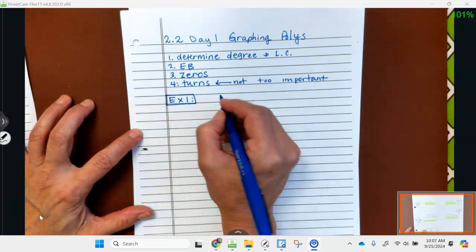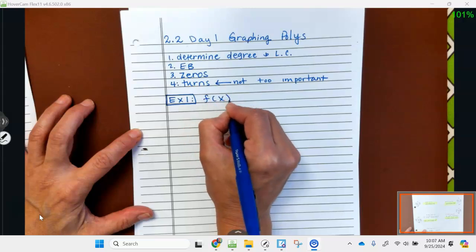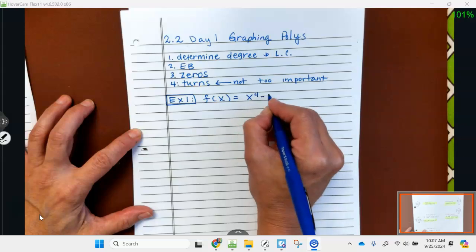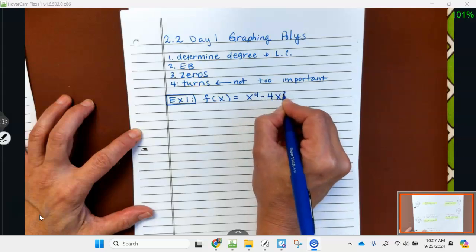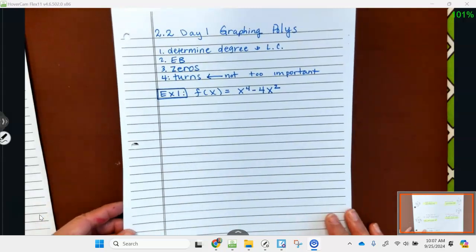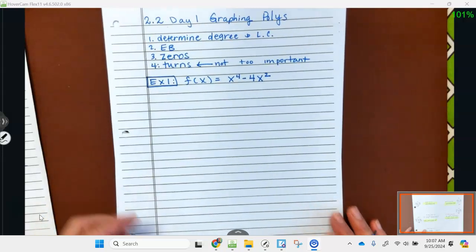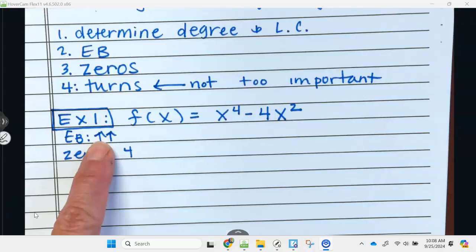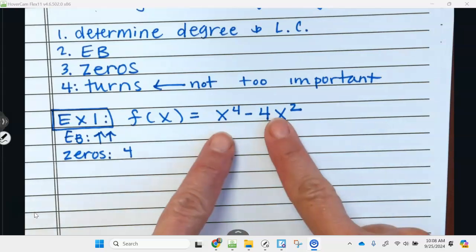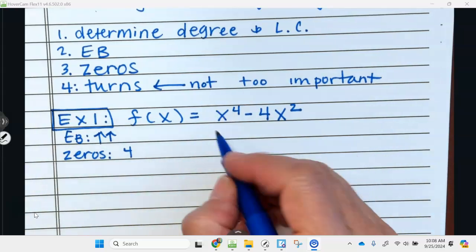Okay. Please write down f of x equals x to the 4th minus 4x squared. And then go ahead and determine the highest degree, the leading coefficient, the end behavior, the possible zeros, and the terms. Now it's time to factor. They have a GCF. Yeah, let's factor out x squared out of both of these.